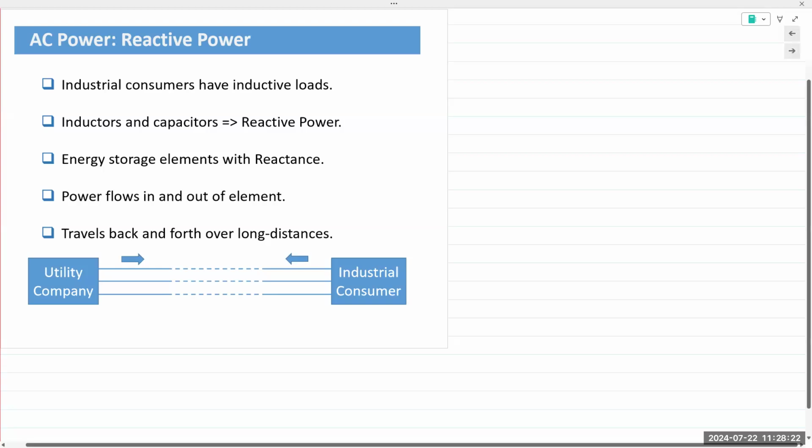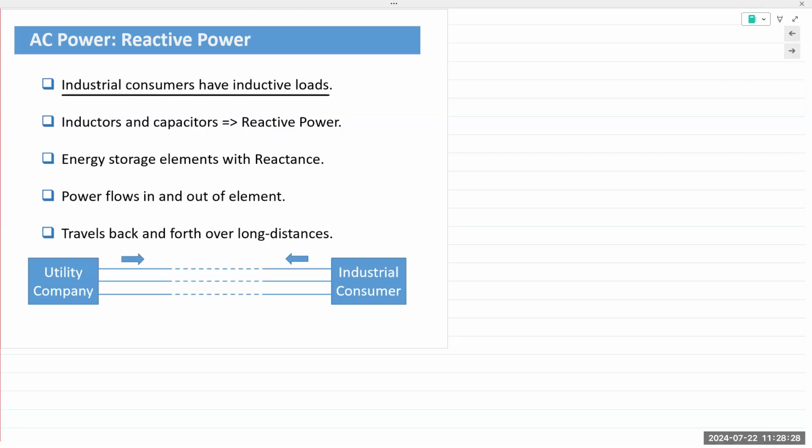So industrial customers have different needs. They have huge, big electric machines compared to residential customers. And these inductive loads have a much higher level of inductance compared to residential customers.